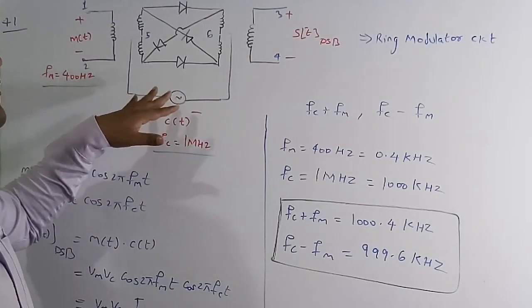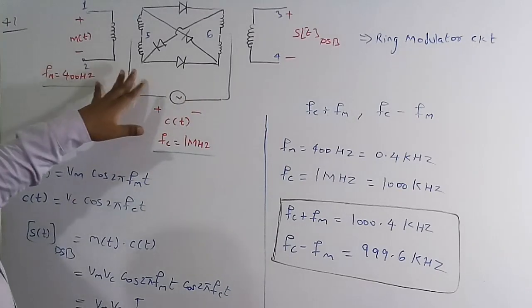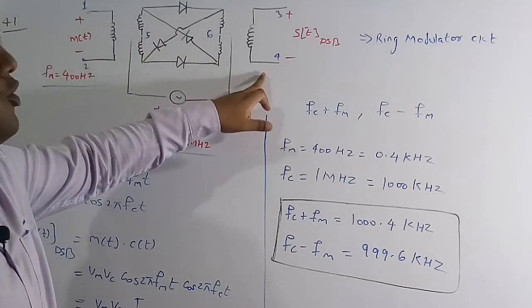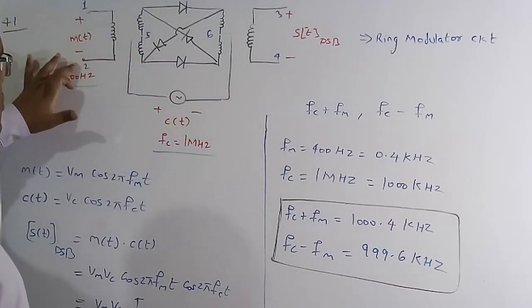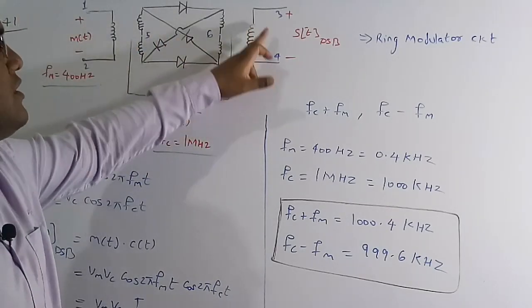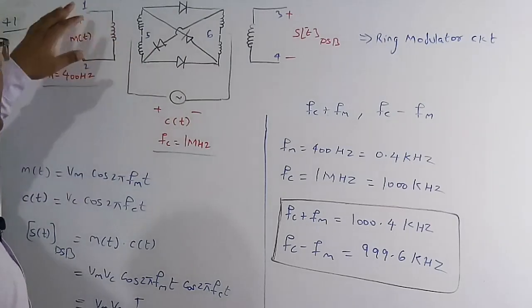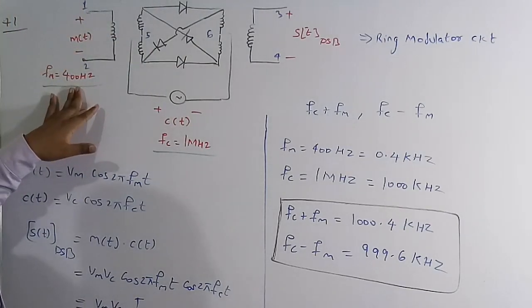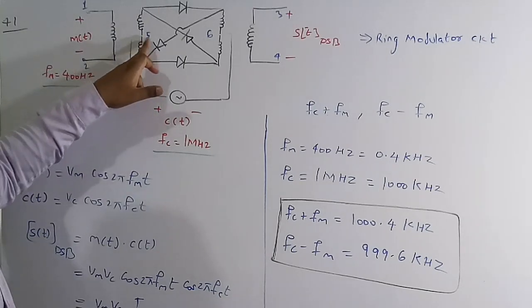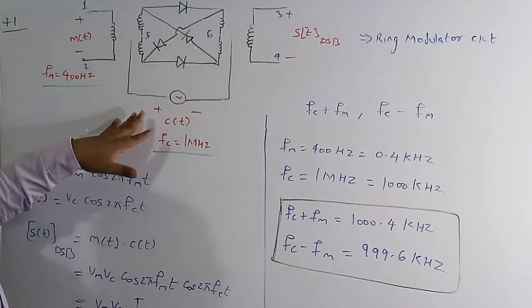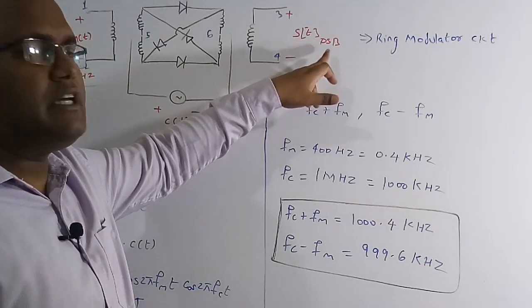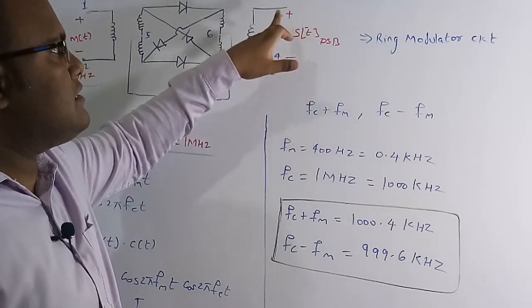See, the circuit given in this question is a center tap transformer with 4 diodes connected in this manner, and this is the output. These are the terminals 1 and 2, 5 and 6, and 3 and 4. In the question they have said that across terminals 1 and 2 we connect a source of frequency 400 Hz, and across terminals 5 and 6 another source of frequency 1 MHz. We need to find what frequency components are present at terminals 3 and 4.